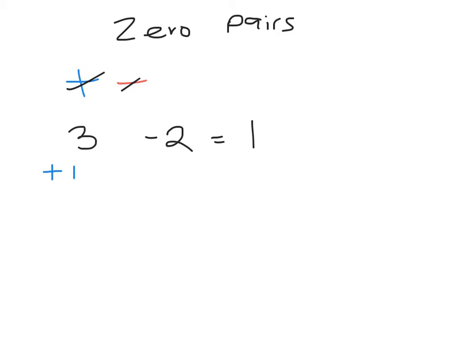Here's 3 positives, and here are 2 negatives. Well, this positive and this negative will cross each other out, and this positive and this negative will cross each other out. And notice I have 1 positive left, which is why my answer was +1.